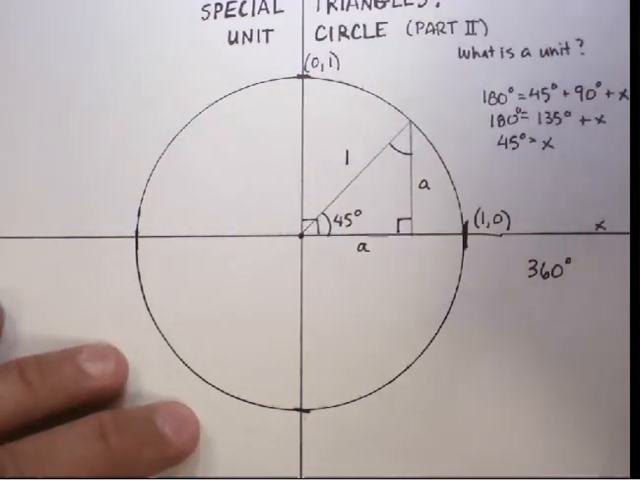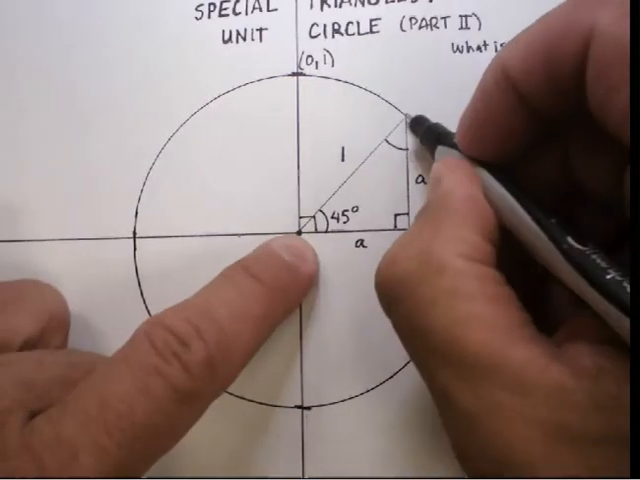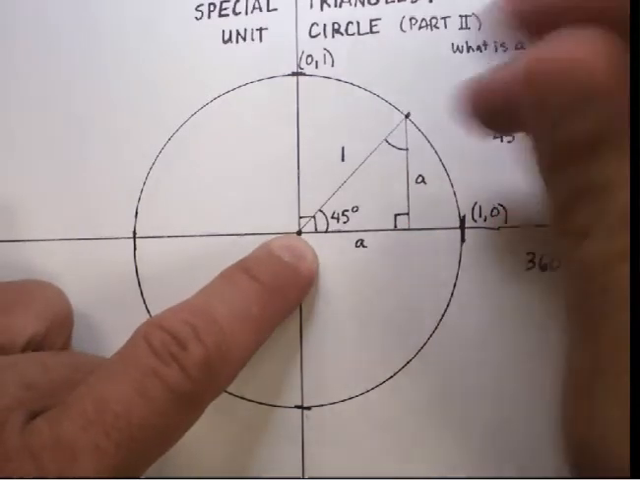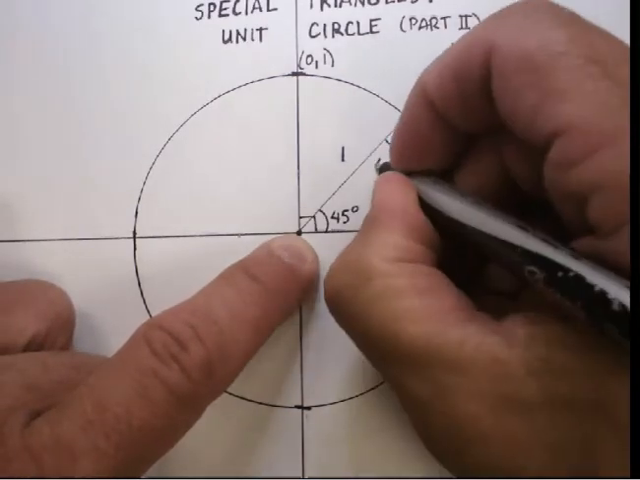What we're going to do in this video is find the location of that point and then of the 30, 60, 90 degree triangles.